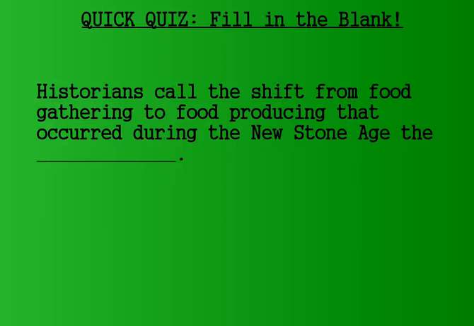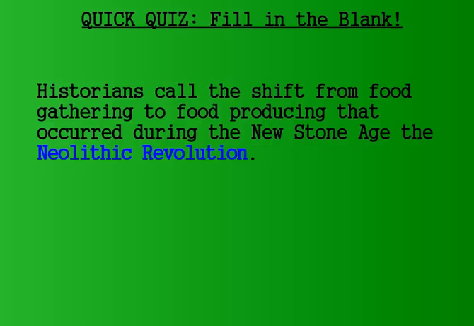All right, very quickly, fill in the blank questions. Historians call the shift from food gathering to food producing that occurred during the New Stone Age the blank. What was that called? Answer: the Neolithic Revolution. There should be your clue. New Stone Age. New, Neo, Stone, Lith, Neolithic Revolution.